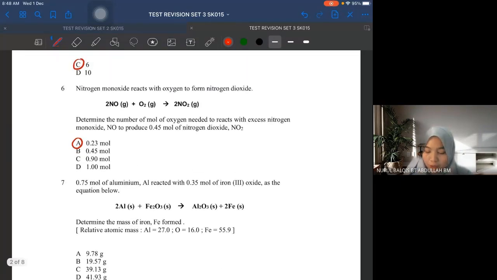Number 7. Determine the number of mole of oxygen needed to react with excess nitrogen monoxide to produce 0.45 mole of nitrogen dioxide. Dia dah bagi tahu ini adalah excess. Apa excess? Nitrogen monoxide. Dia dah bagi info 0.45 mole. Dia minta awak cari berapa mole O2 yang diperlukan. O2 kita maklum dia adalah limiting. Jadi sekarang you have information about product. You want to find about the reactant, then what should you do?